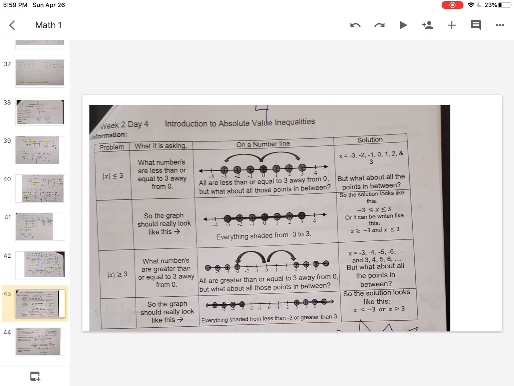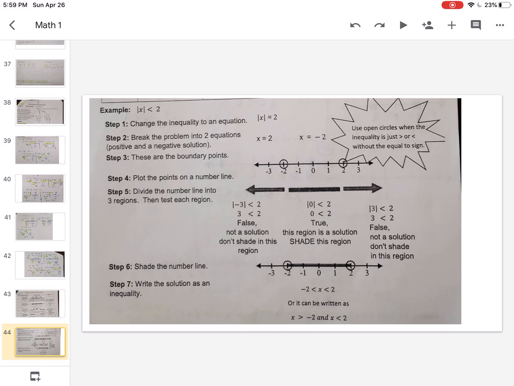When it is absolute value of x is greater than or equal to 3, you're going to see that the shading divides, okay? It goes in 2 opposite directions, okay? Look at the bottom there and see how it's going in opposite directions. So it's solved a little bit differently. All right, so step 1, change the inequality to an equation. So we have absolute value of x equals 2. Step 2, break the problem into 2 equations. X equals 2, x equals -2.